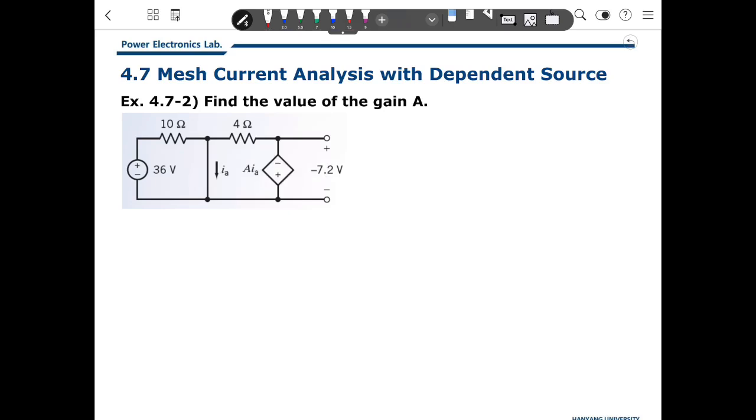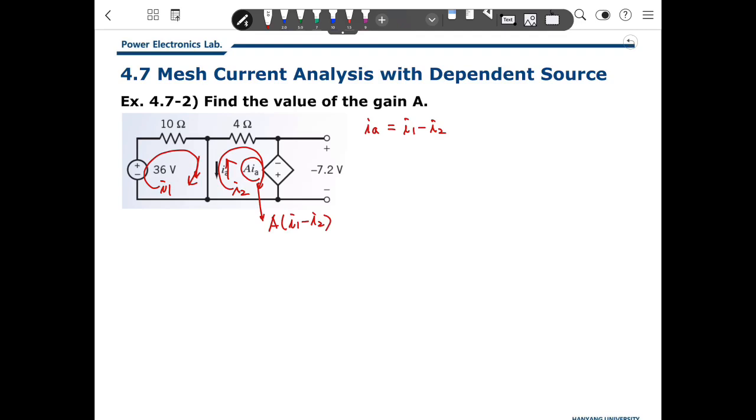At first, I'd like to define the meshes. I define this as I1 and this as I2. Here we can define IA, the control current of this dependent source. This is I1, this is I2, so IA is I1 minus I2. That means the voltage here is A times (I1 minus I2).